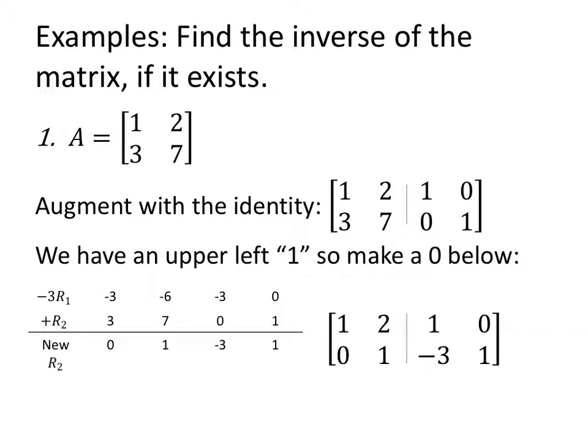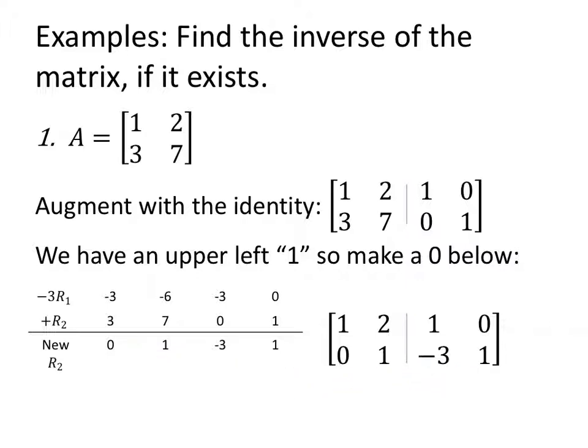So we're going to find the inverse of the matrix if it exists. And our matrix is 1, 2, 3, 7. So our first step, we take A and we augment with the identity matrix, a 2 by 2 matrix on the right. We already have a 1 in the upper left, our leading 1, so we're going to make a 0 below it by multiplying -3 times row 1, adding it to row 2, all the way across, and I end up with a new row 2, which is 0, 1, -3, 1.